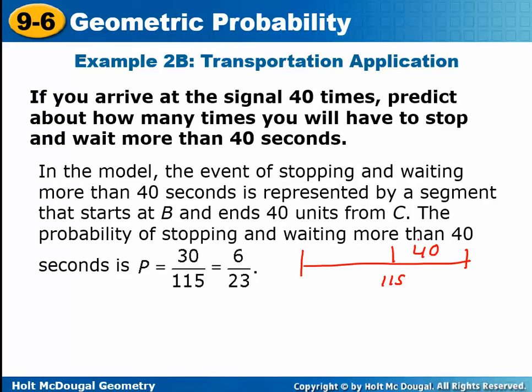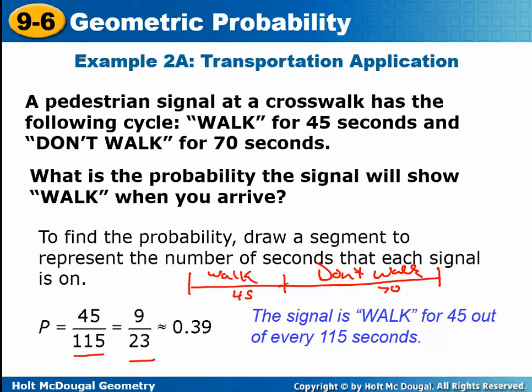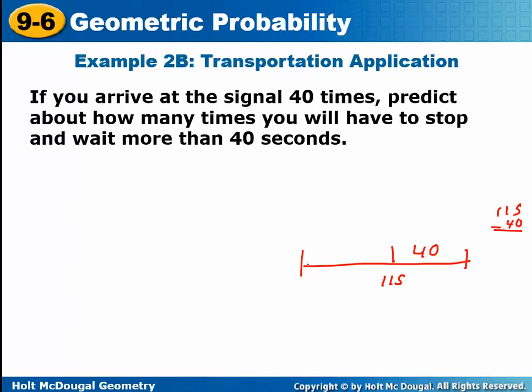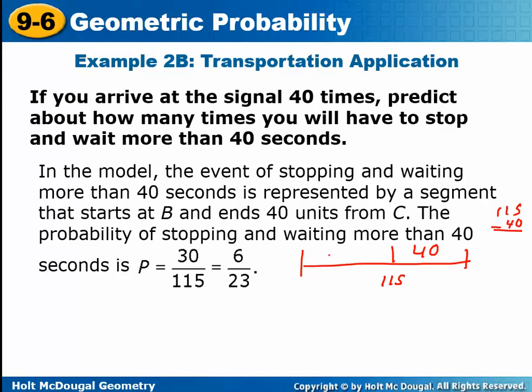So 115 minus 40, and what was this, 45 here? 45. Okay, so here's our don't walk. Here's our walk. And then in the don't walk, they're breaking that up into 30 and 40.